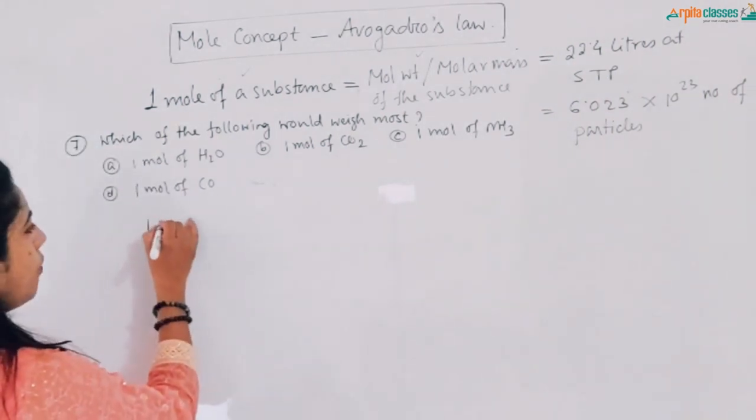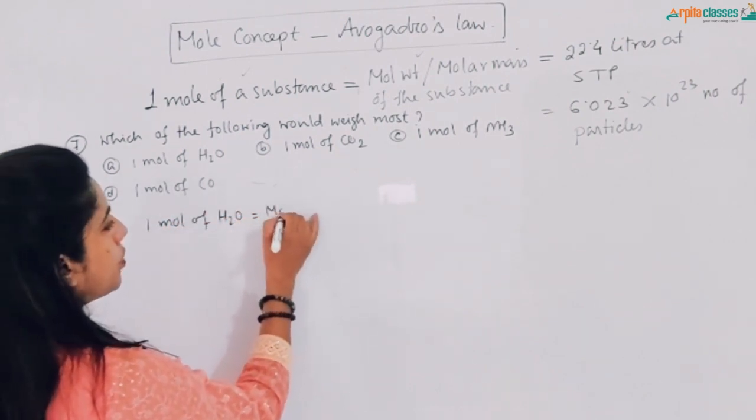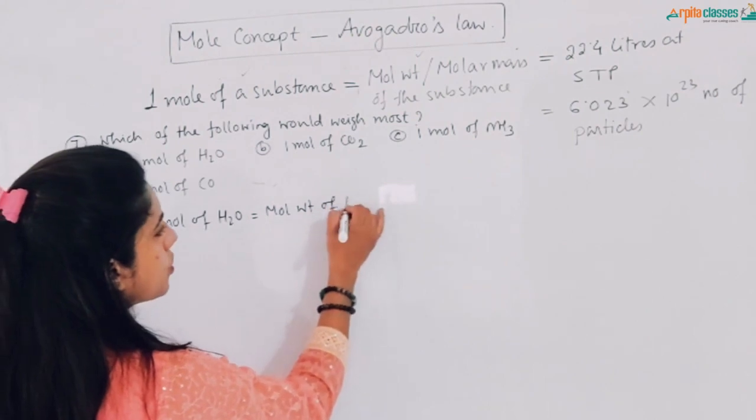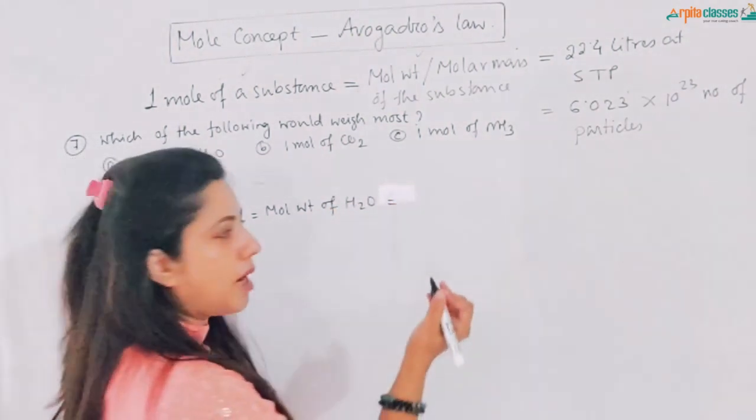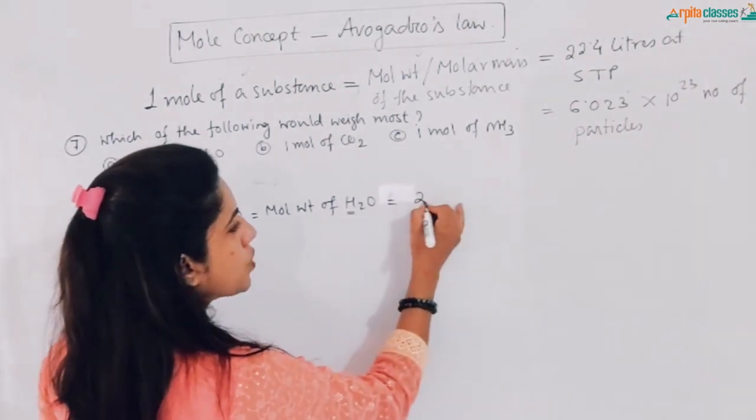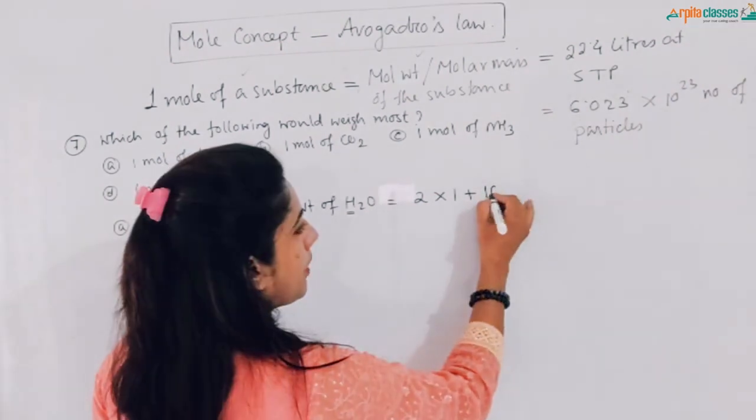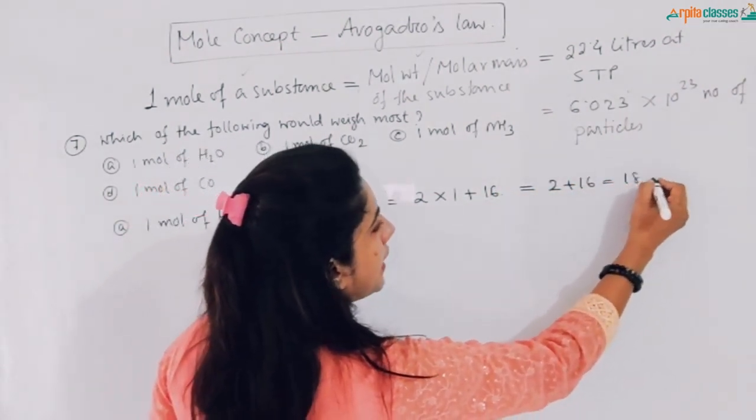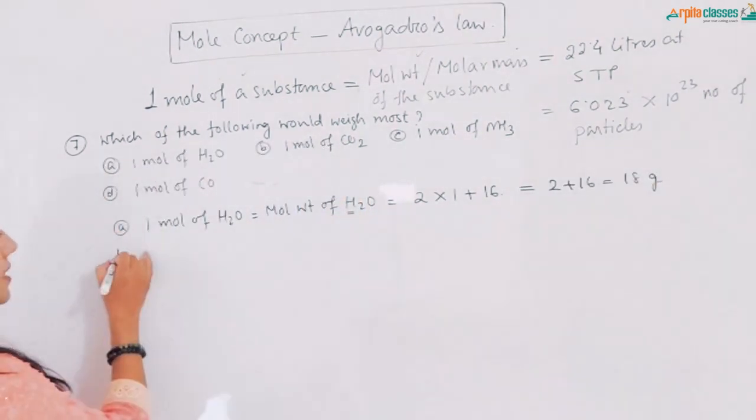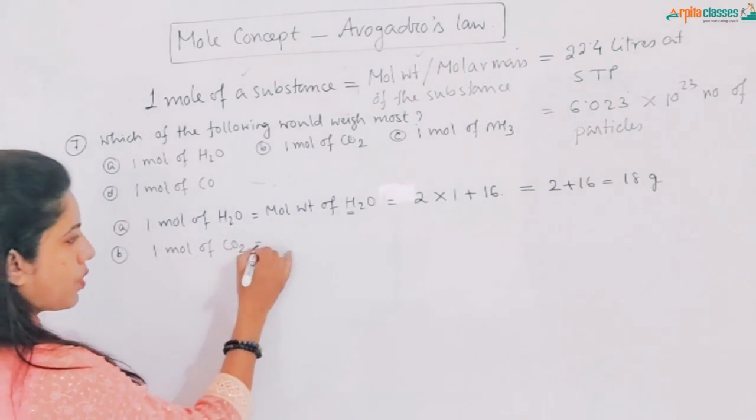So let us see, 1 mole of H2O is equal to the molecular weight of H2O, and we know the molecular weight of H2O is 18 gram. But still you can do it: there are 2 hydrogens, so 2 into the atomic weight of hydrogen, which is 1, plus the atomic weight of oxygen, which is 16. So it's 2 plus 16, that is 18 gram.